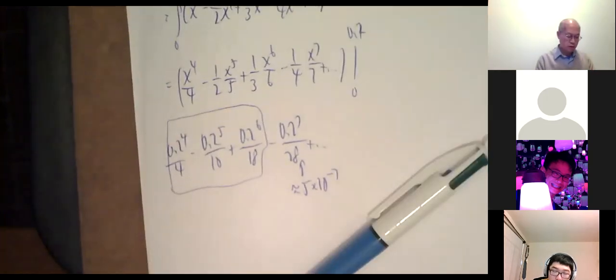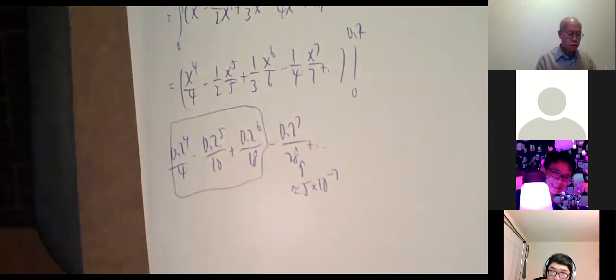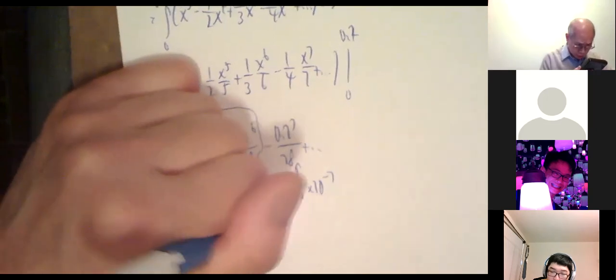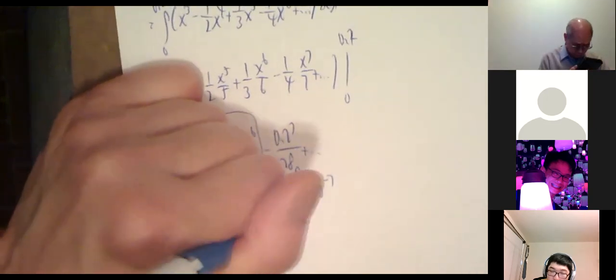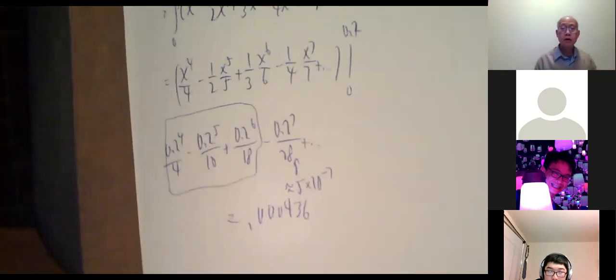Okay, I do that quickly. 0.2 to the 4th divided by 4 plus 0.2 to the 5th divided by 10 plus 0.2 to the 6th divided by 18. That's 0.00436 to 4 decimal places. Yeah.